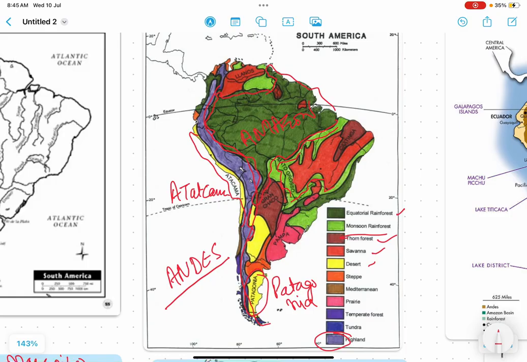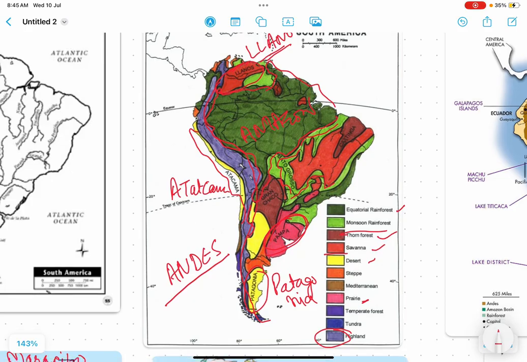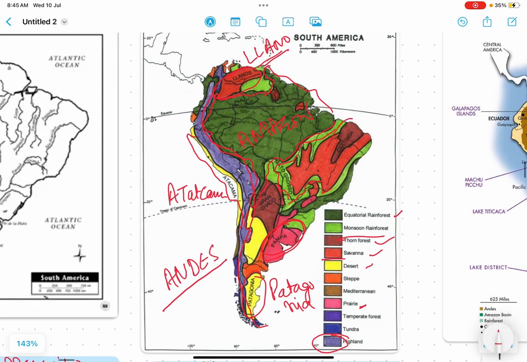Some of the other things that you can also see, the savanna, as we see savanna right here at the top, we can call them llanos, right. Then we have prairie also. So prairie we call pampas. Right here you can see pampas. We also have thorn forest. We call it caatinga. And you can see Tropic of Capricorn passing through there and equator passing through there.